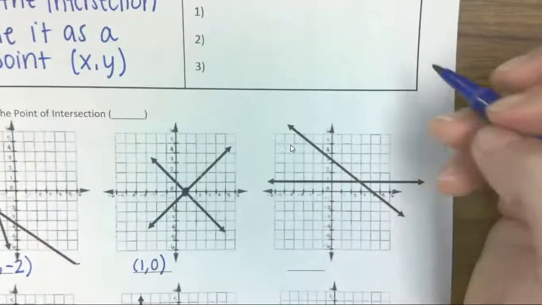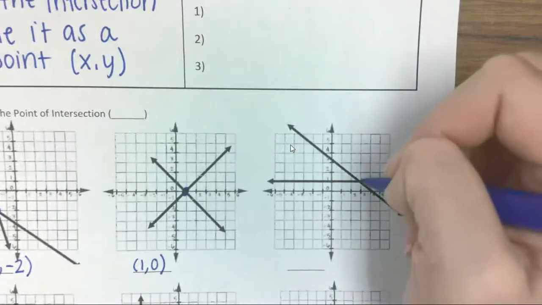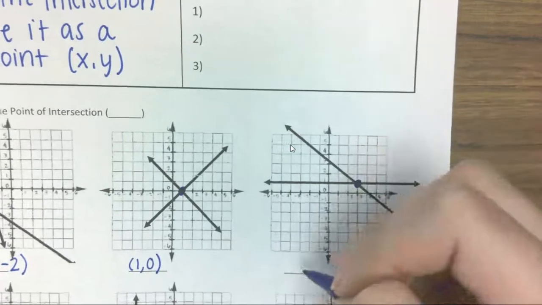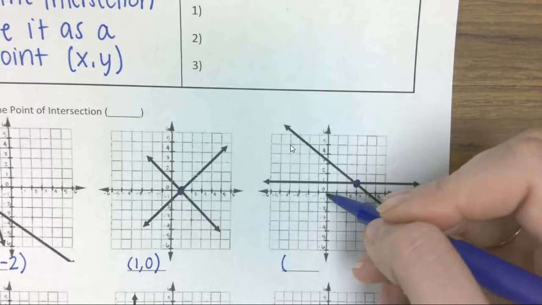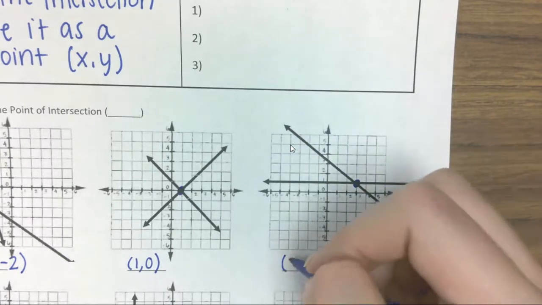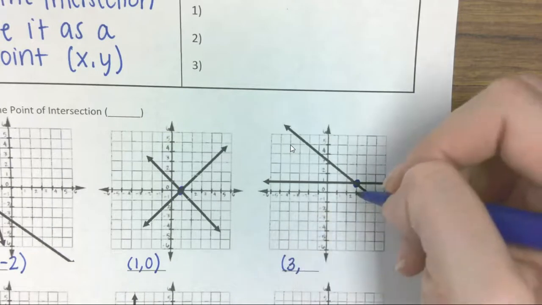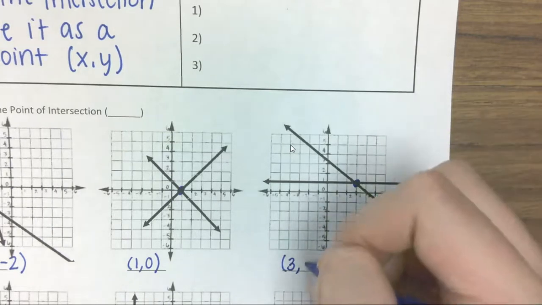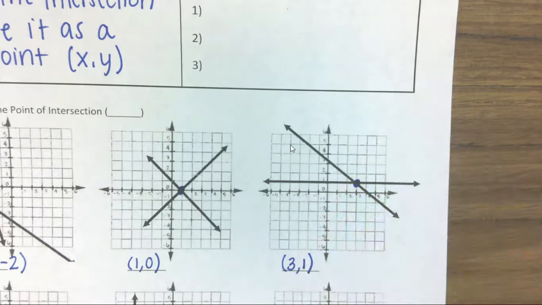My third graph would be here. So when I'm naming my point, again, I start at 0, 0. I go right 1, 2, 3. So it's +3. And I go up 1. So I get 3, 1.